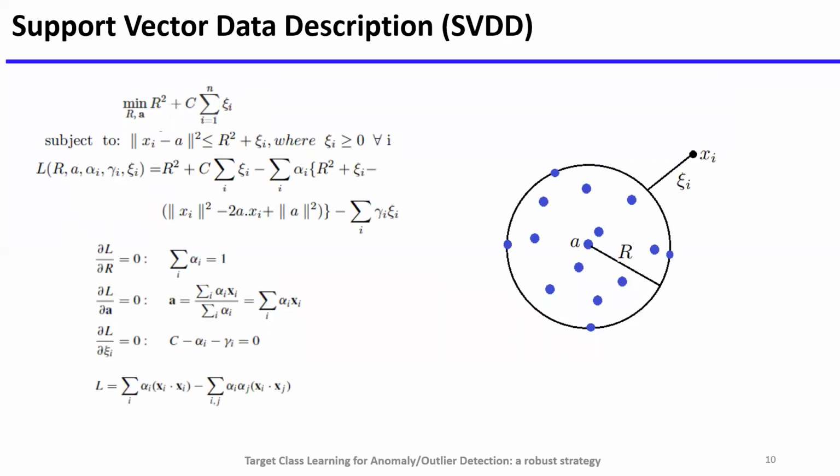So this is some sort of mathematical derivation of this SVDD. The R is from this objective function, we can see this R is the radius, and this A is the center of this SVDD.